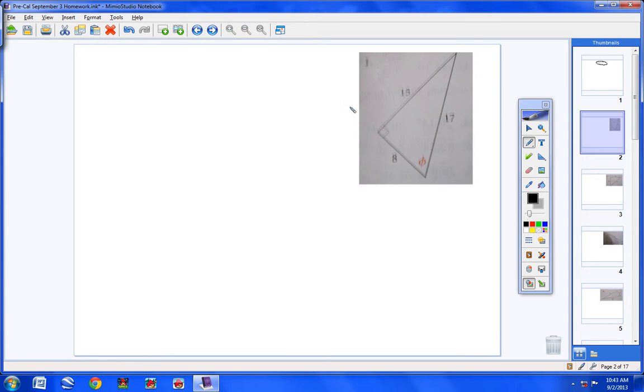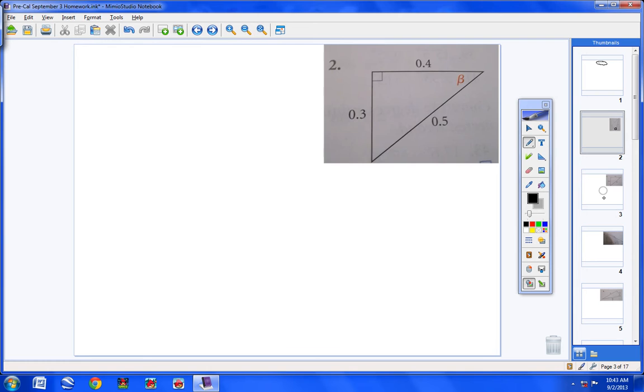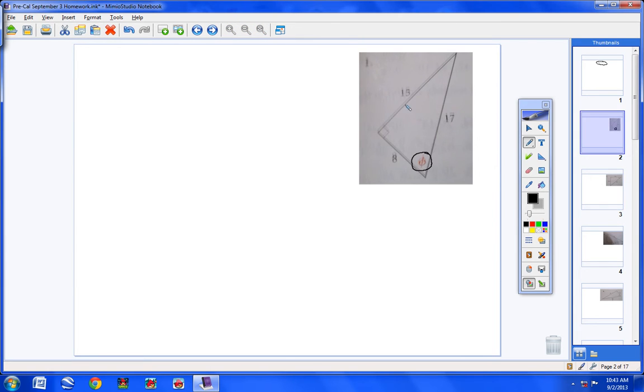Number one, they want you to find the 6 trig functions or values for this angle right here. I know it's a little blurry. If you'll look here, my other problems do get less blurry, okay? So just kind of put up with this one.